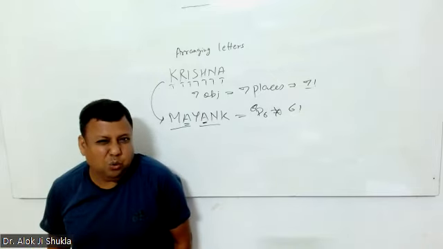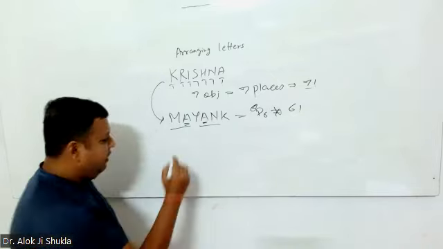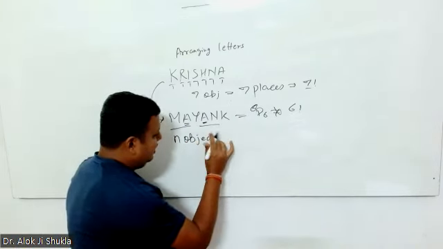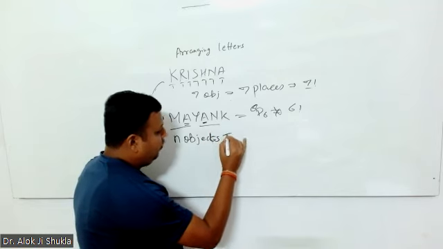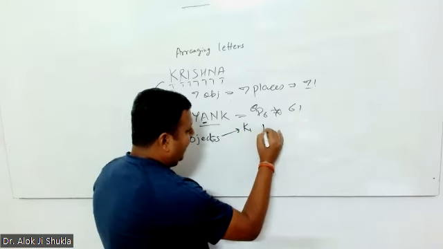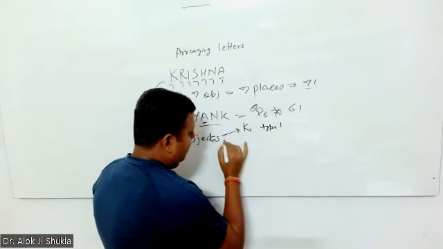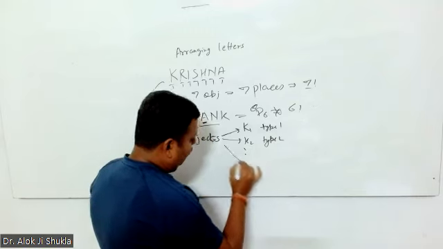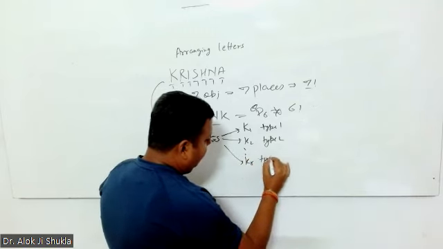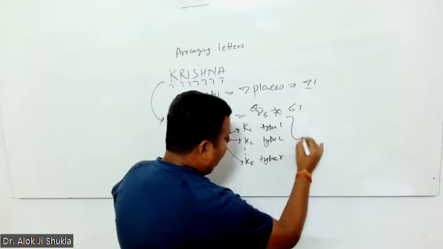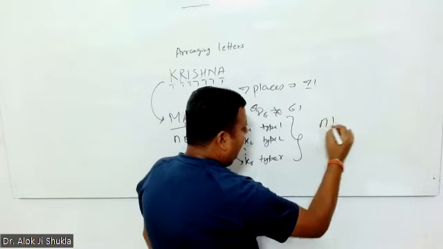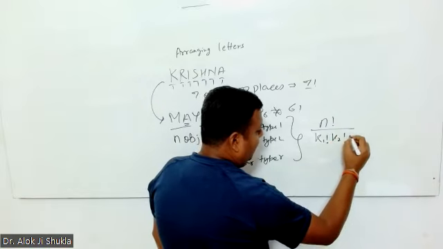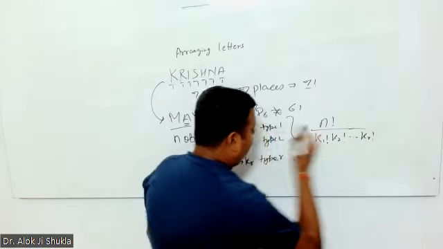So the theorem that goes with it: if I have n objects, out of which K1 are of type 1, K2 are of type 2, and so on, Kr are of type r, the number of ways of arranging them is n factorial upon K1 factorial into K2 factorial up to Kr factorial.